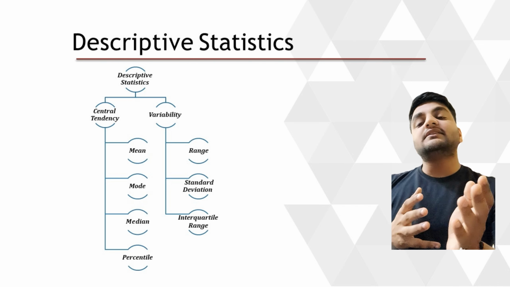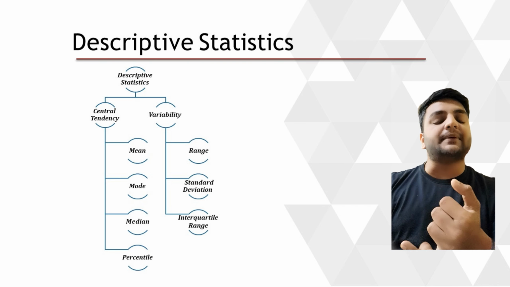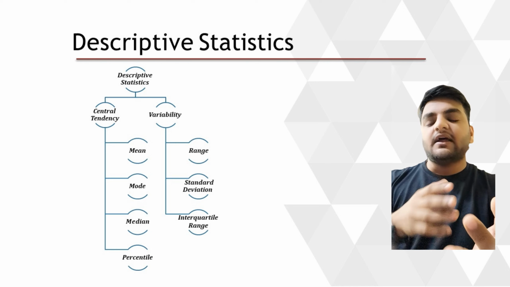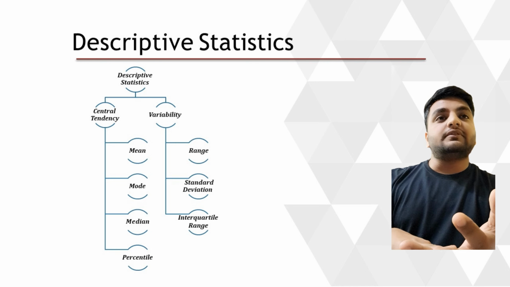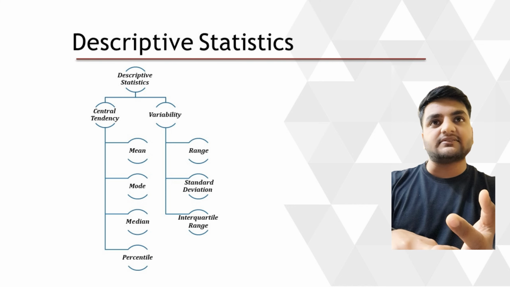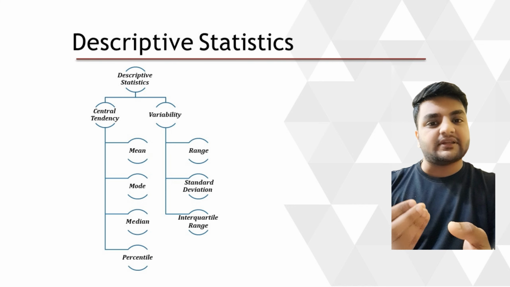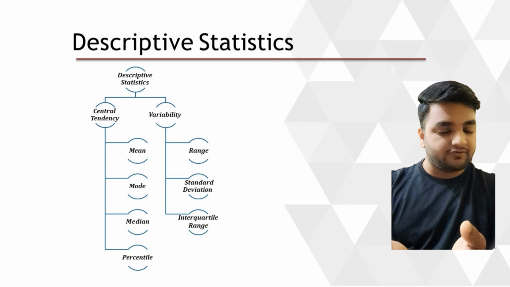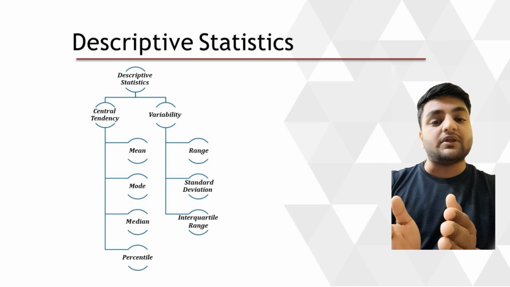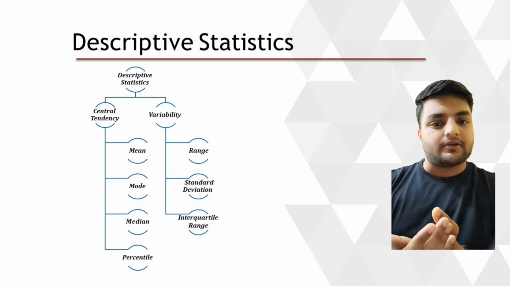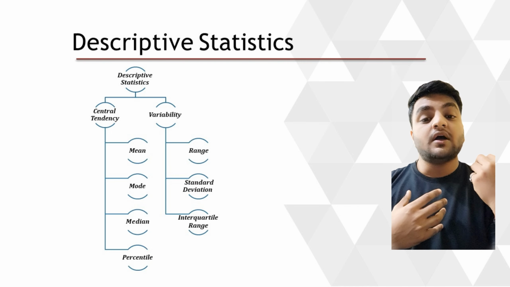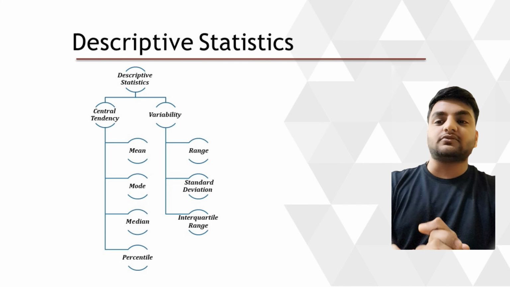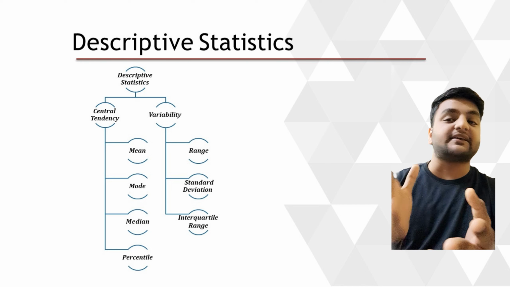In central tendency, we are calculating the basic statistics like the mean: what is the average of the population, what is the average of the sample. After calculating the sample mean, we say that the population estimate of the average is the same as the sample. Just like we calculated x bar for the sample, we say the population estimate is around x bar, because we are not able to calculate the population parameters. Then the mode, median, and percentiles. We are going to cover this in the next tutorials.